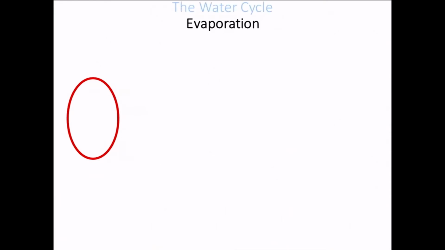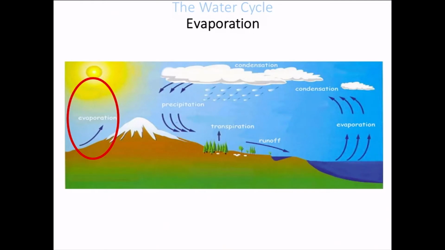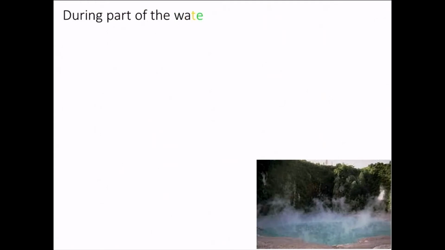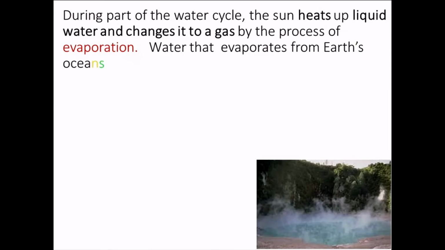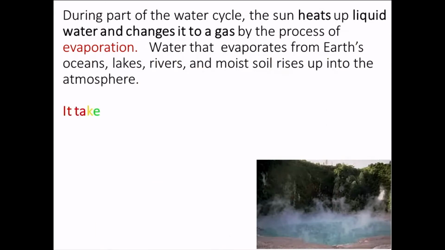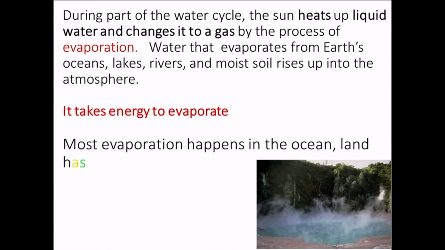The first stage in the water cycle that we're going to talk about is evaporation. Evaporation occurs not only on land, but also on water. During the water cycle, when liquid water changes into a gas, we call that evaporation. Water can evaporate on any surface body of water, including oceans, lakes, rivers. It can also evaporate from moist soil.